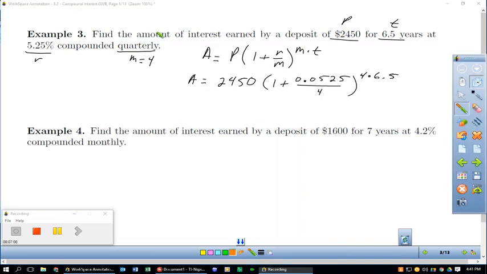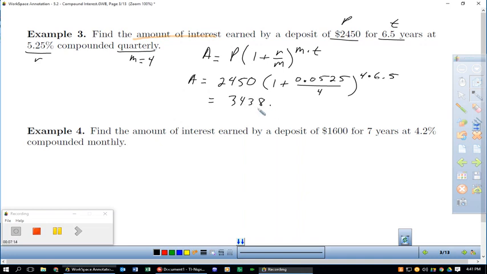We were asked for the amount of interest. So we'll have to figure that out. When we work this out, the compounded amount is $3,438.78. So our interest will take this amount minus $2,450. That leaves us with an interest amount of $988.78. And of course, there's some rounding in there.